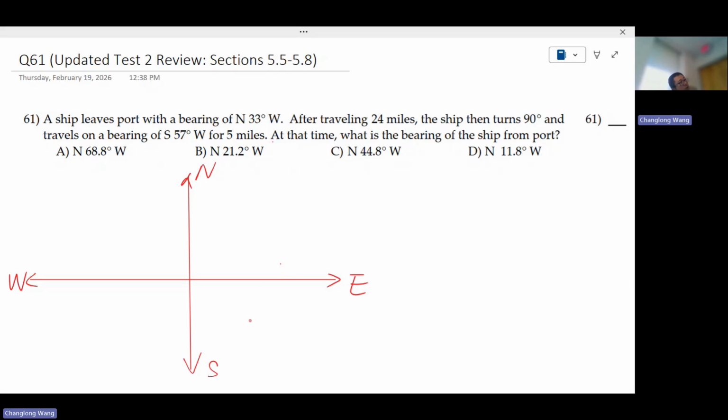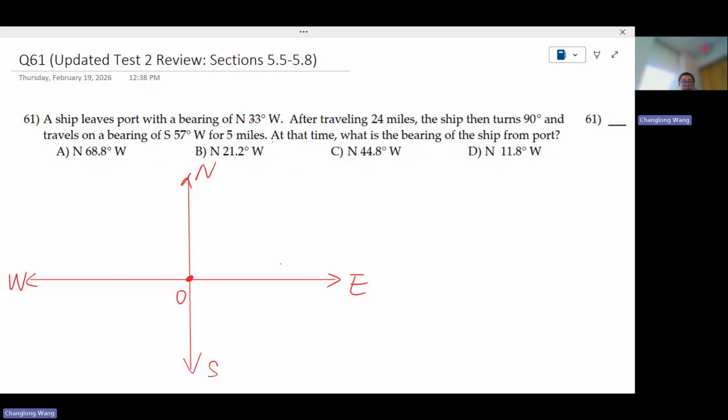All right, so that should be good enough, at least for the sketch, and also for you to process all the information. So now let's do this as a whole class as if it's a real FRQ. So the ship leaves the port. Let's say the port is at the origin. It'll be moving in that direction with a bearing of north 33° west.